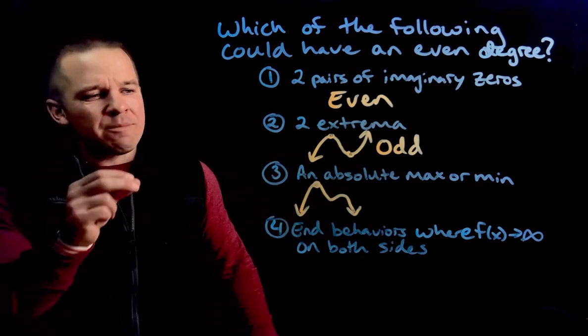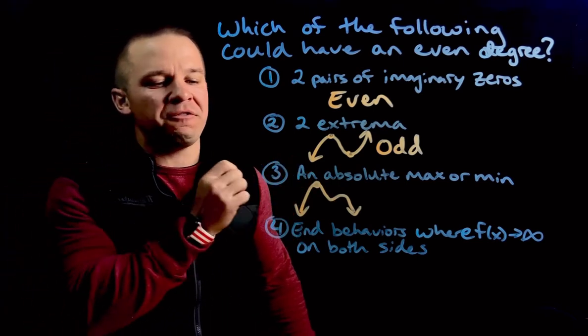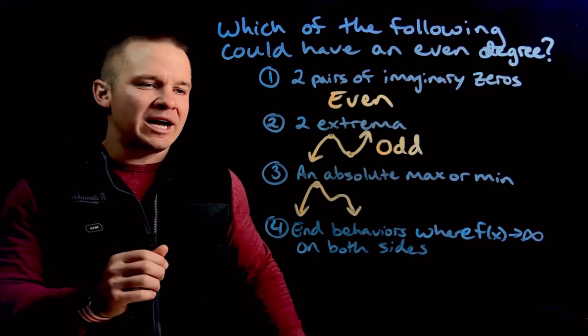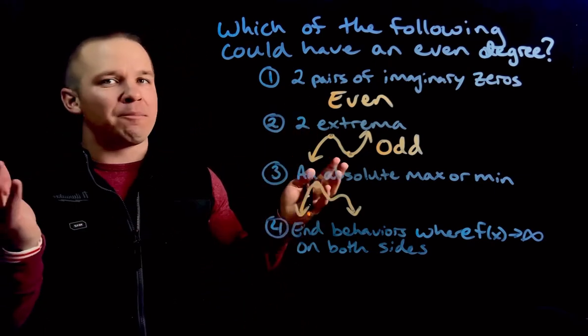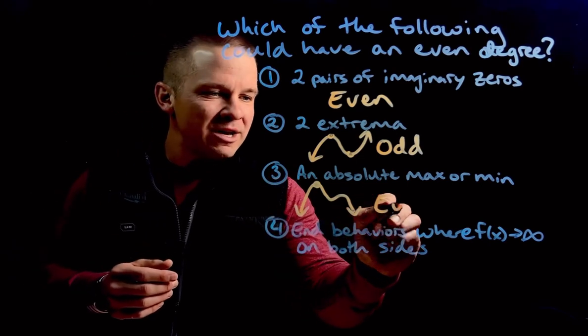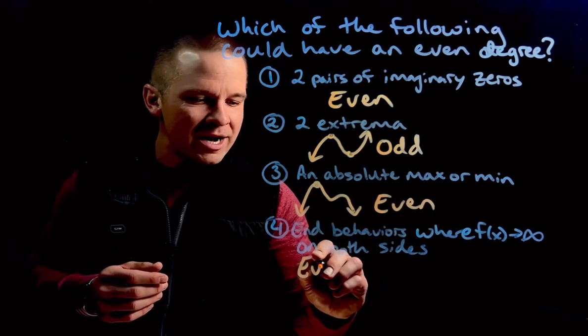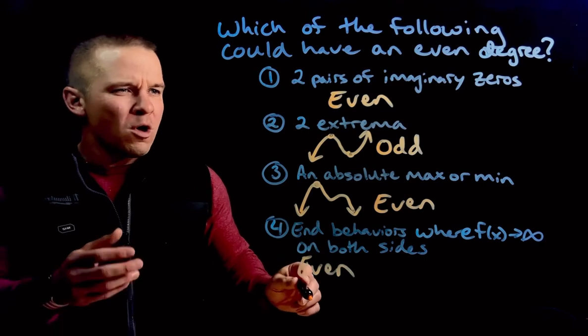Next one, end behaviors where f of x approaches infinity on both sides. So my end behaviors are the same, and if you've been listening in on the last couple, you might be like, bro, I know what this one is, right? This one was even, and so is this one right here. It is even. We got 3 evens.